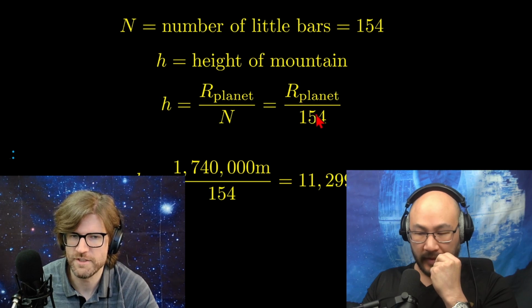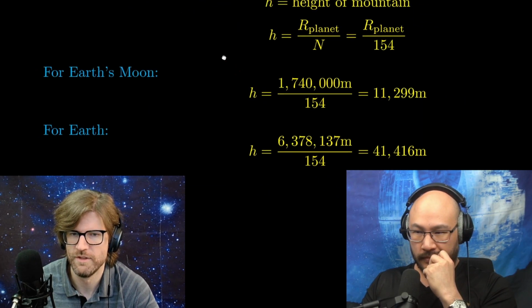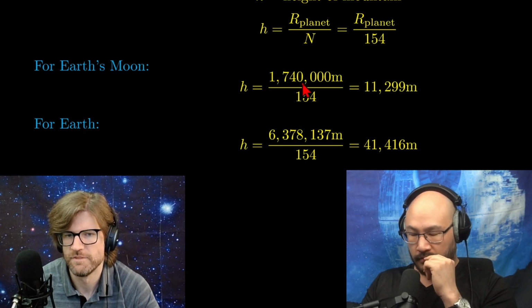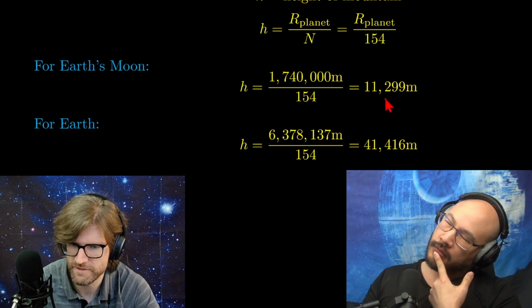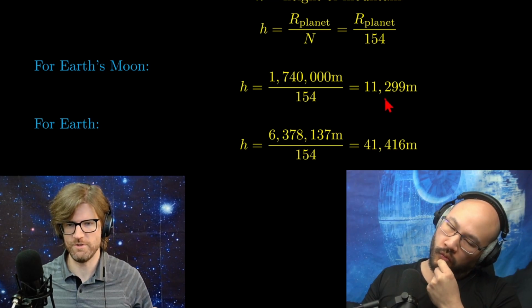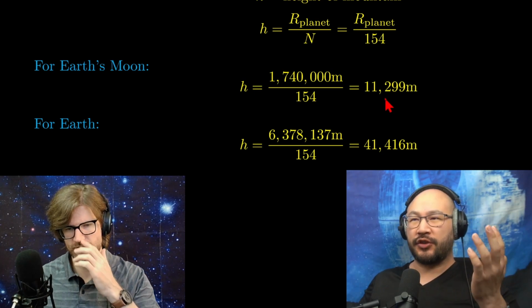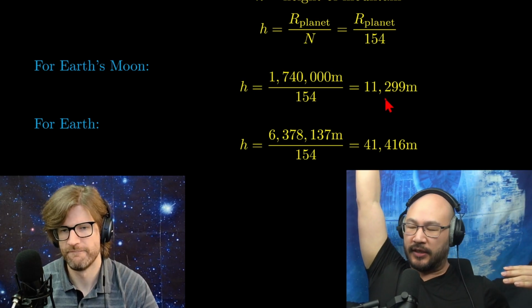And so the first calculation is for the moon, Earth's moon. That's the radius of the Earth's moon, 1.74 times 10 to the 6 meters divided by 154 is 11,300 meters. Is that reasonable for a mountain? Well, Everest, I believe, is about 8,000 to 9,000 meters. So this is totally reasonable for a mountain. And it wasn't extreme. I was expecting these mountains to be way too tall, impossibly tall.